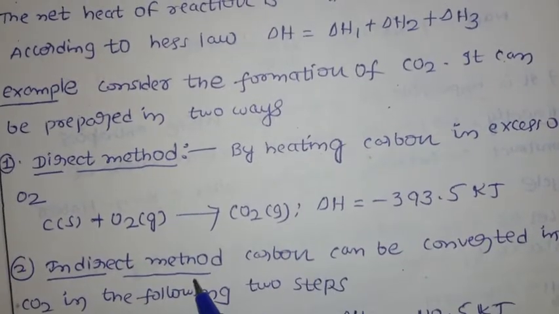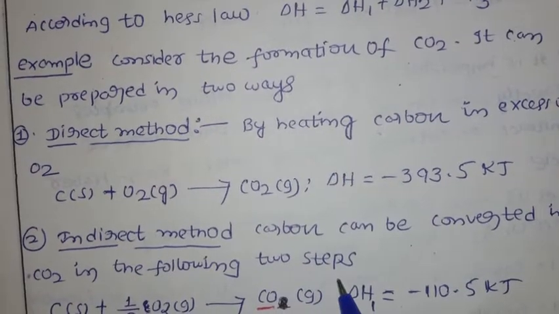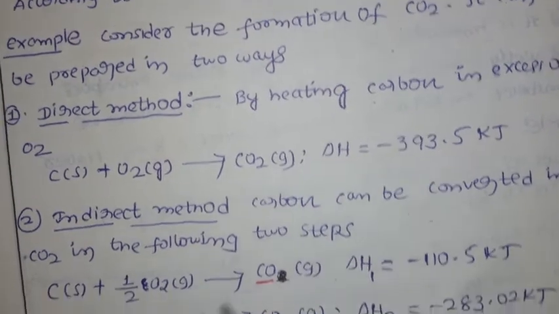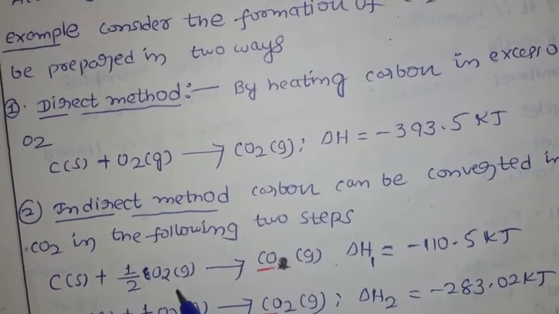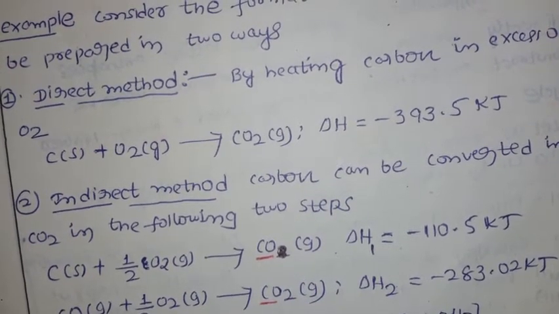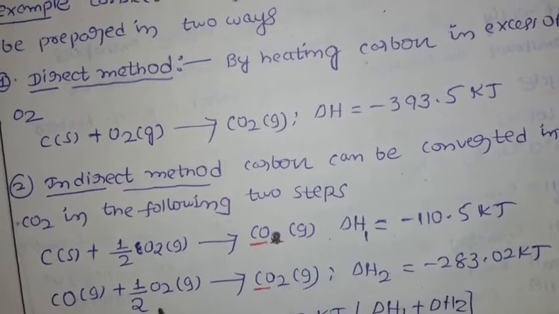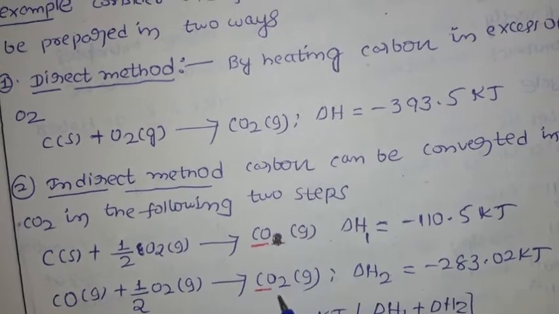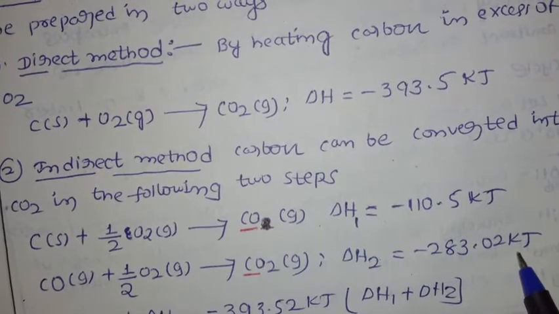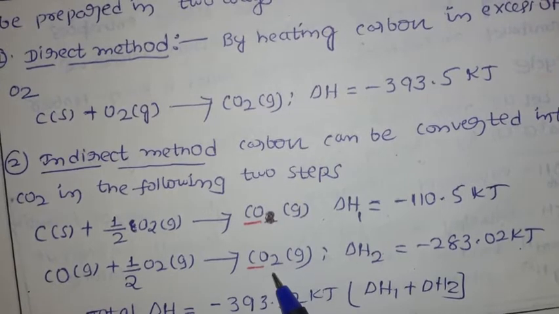Now the indirect method: carbon can be converted into CO2 in the following two steps. Instead of going for the single step, I am going for two steps. In the first, carbon reacts with half a mole of oxygen and you first get carbon monoxide. In that reaction, delta H is minus 110.5 kilojoules. Next, carbon monoxide reacts with half a mole of oxygen to give carbon dioxide. In this reaction, delta H is minus 283.02 kilojoules. So first we got CO, and from CO we again got CO2.